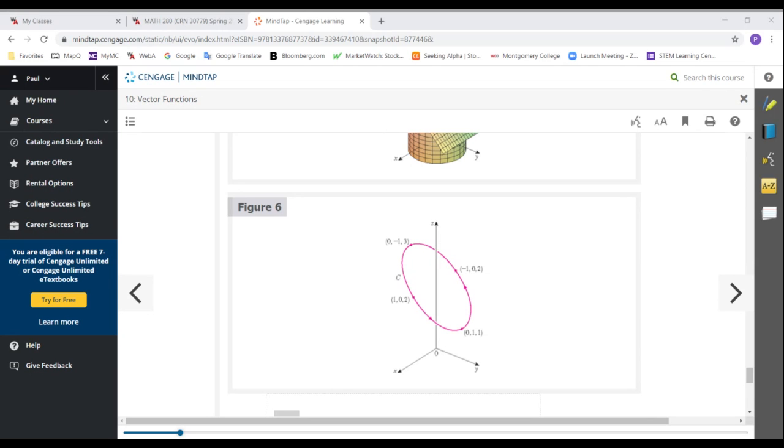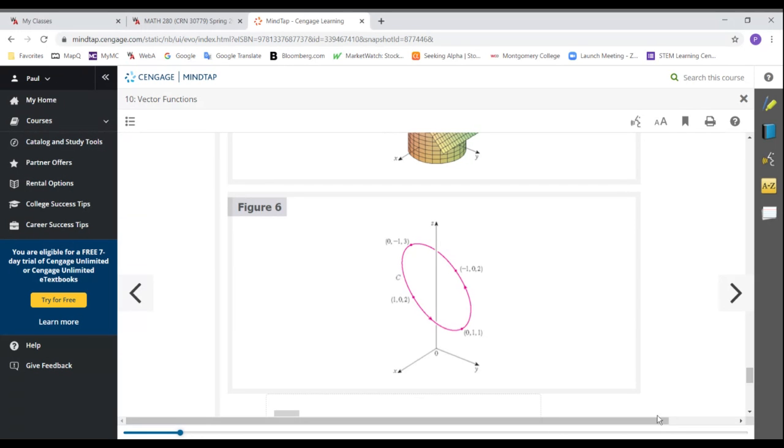A circle. That's right, Ryan. It would have to be a circle. Okay, so a circle whose x and y coordinates obey x squared plus y squared equals 1.